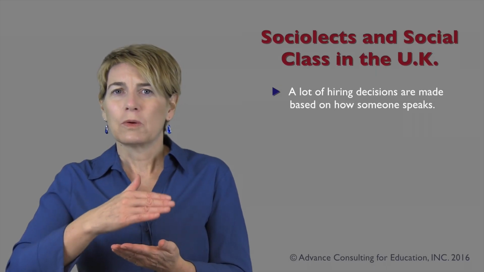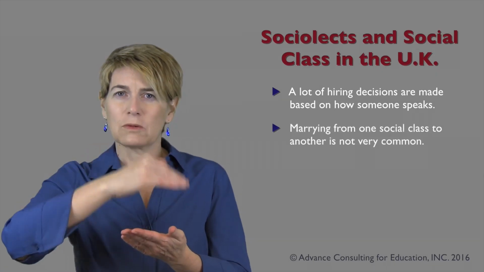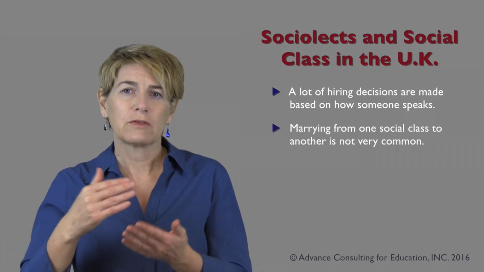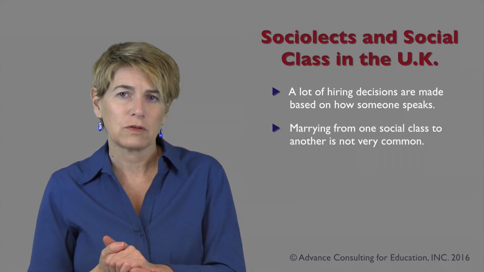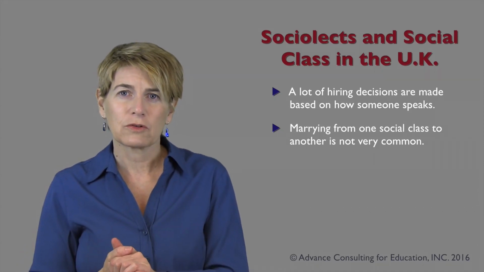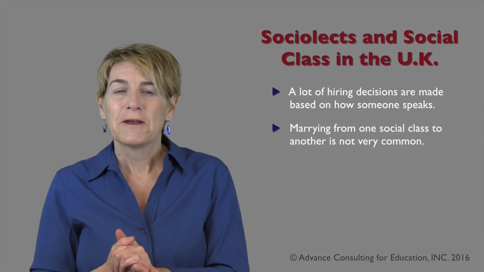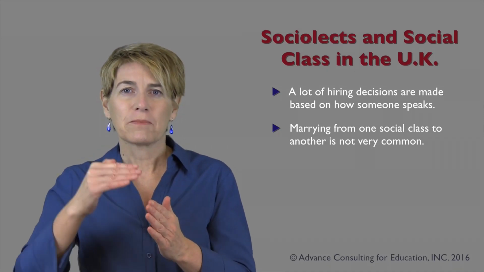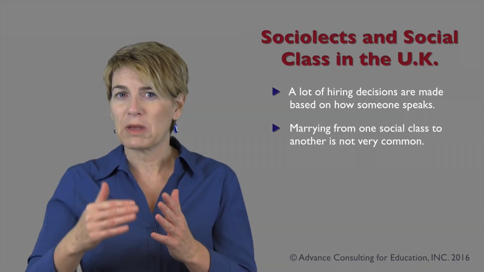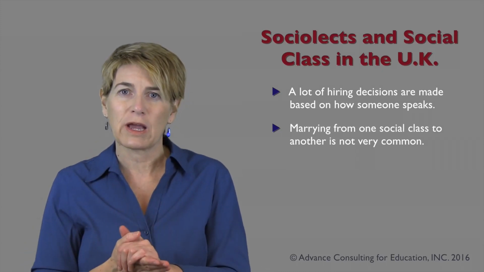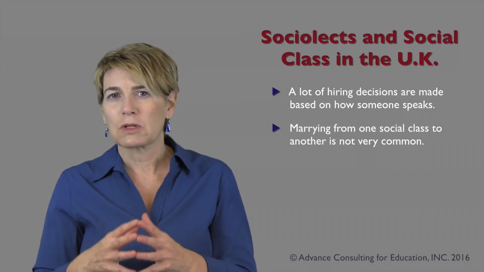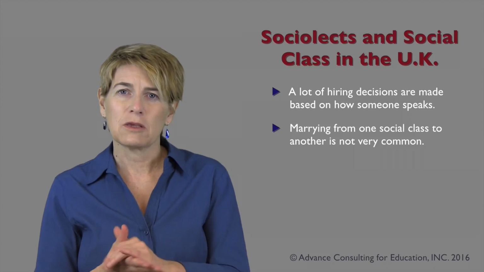So, marrying from one social class to a higher or lower one is not as common, or it's not as easy to do as it might be in other cultures. It is getting easier and more common, but you still see relationship decisions also being made based on sociolect and social class. So social class and sociolect are really interesting to look at in the UK.